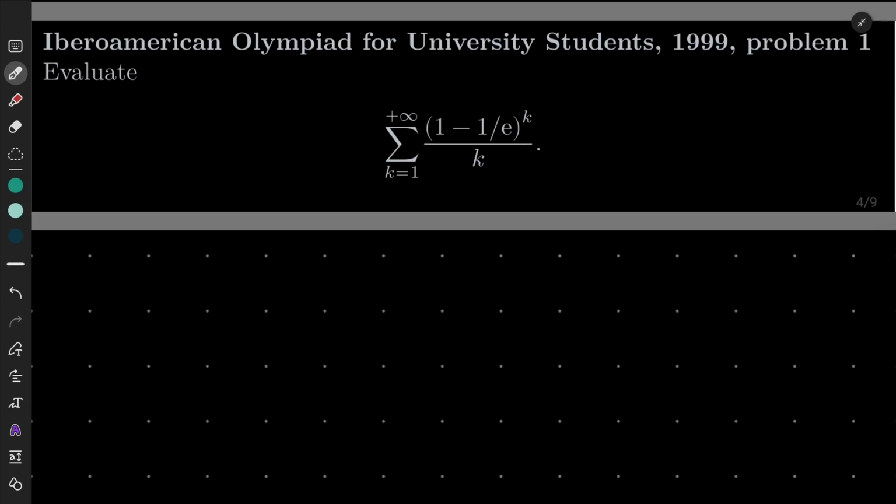I'd like to solve the following problem from the Ibero-American Olympiad for university students, year 1999, problem number 1. We wish to evaluate the following series. Our sum goes from k equals 1 to infinity of (1 minus 1 over e) to the power of k, all over k. So this problem is rather easy.